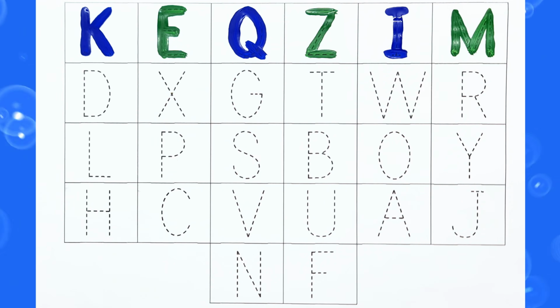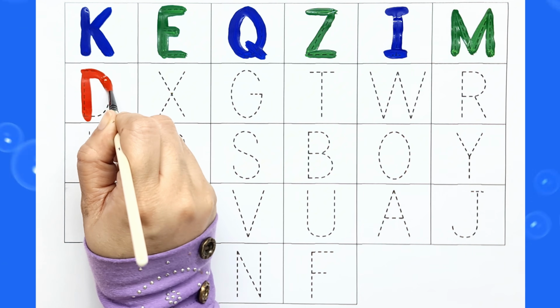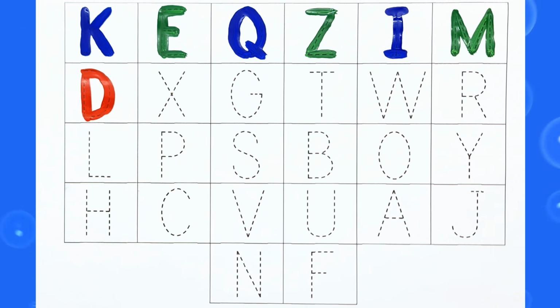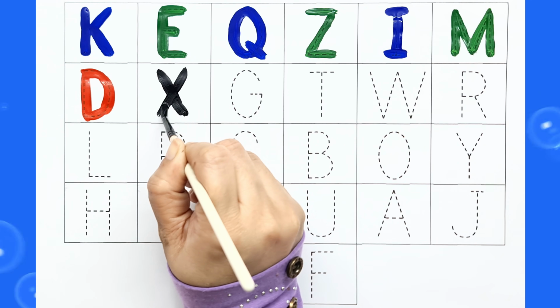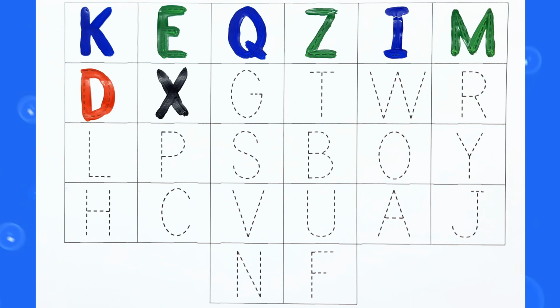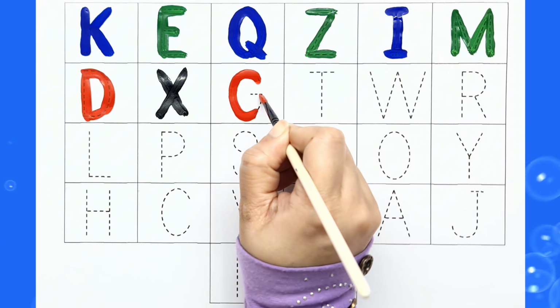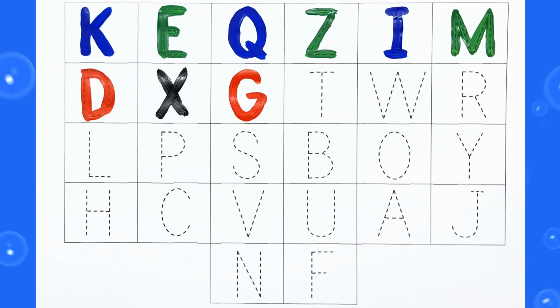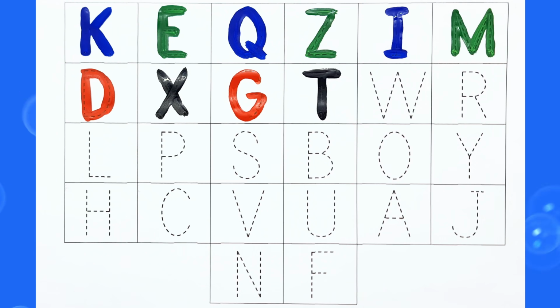M for mango. D for dog. X for xylophone. G for goat. T for tiger.